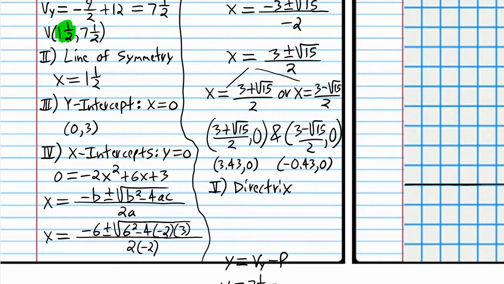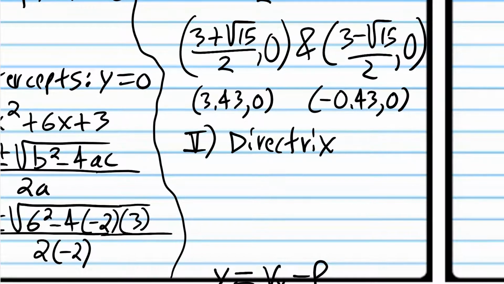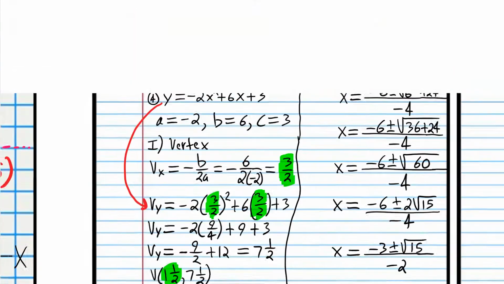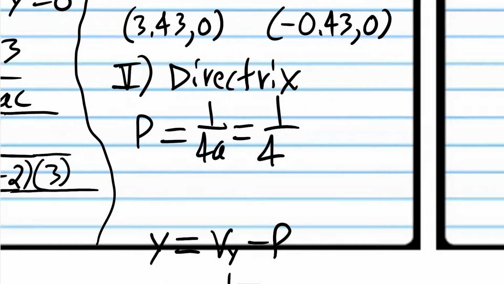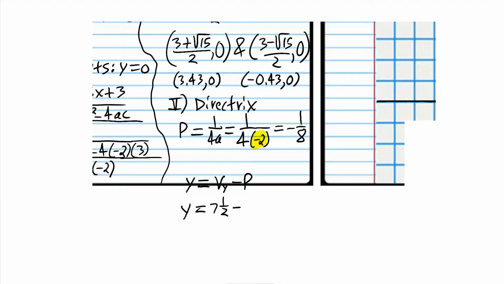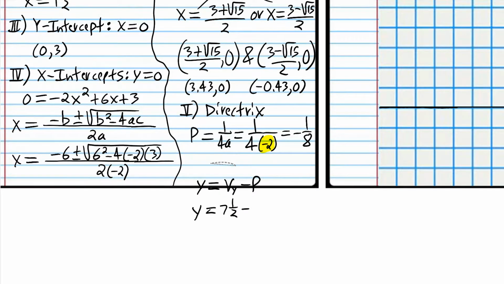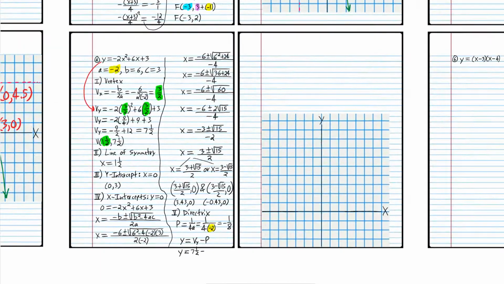So p is going to be equal to 1 over 4a, and then we're going to plug in a. What is a? Up here it says a is negative 2. Whoops, computer's going kind of slow there. So we're going to plug in negative 2 here, and then we get negative 1/8. So now that we have p, we can use that to find the directrix.